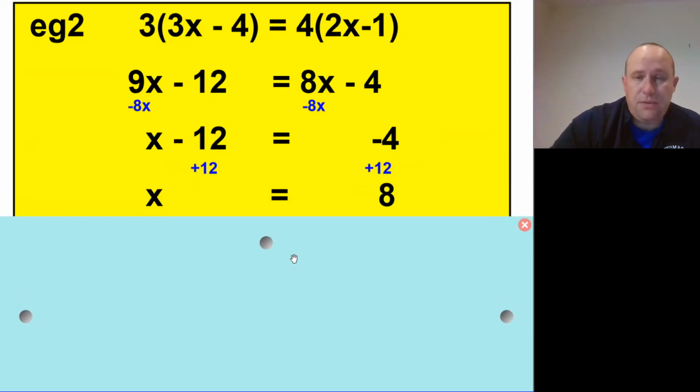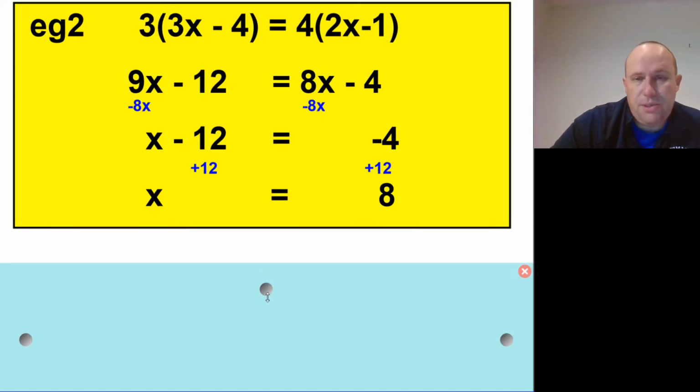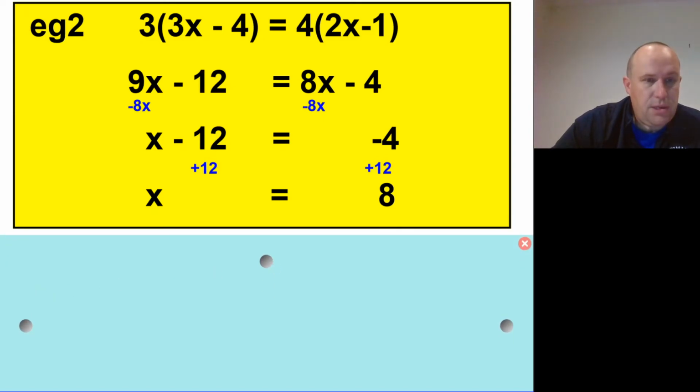And that's actually, we've finished for this one. x equals 8, you are done for this one. We don't have to divide by anything because there is no number in front of the x for this one. So sometimes you can get a slightly easier question when you're doing those.